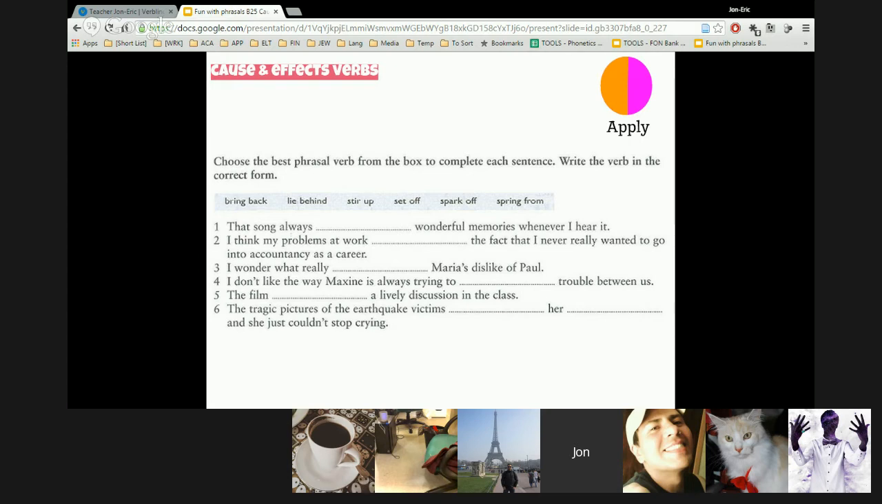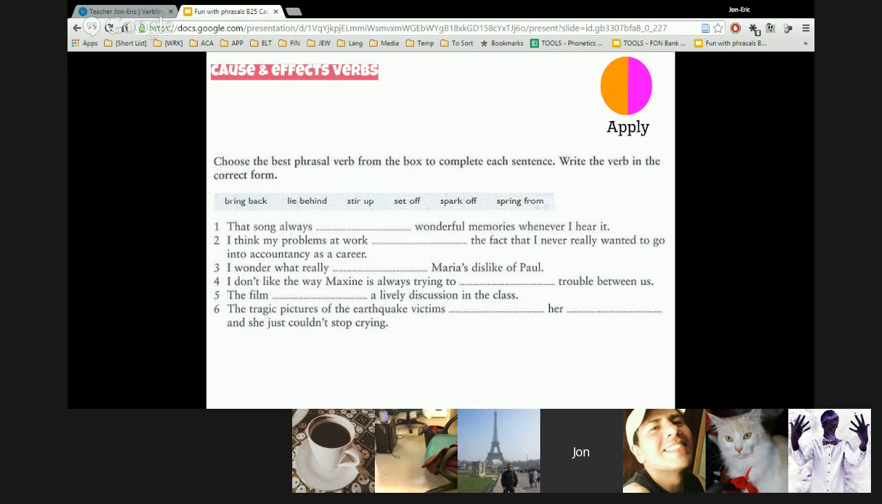Okay, great. Okay, so follow along for just a minute because we're going to finish up this exercise and then I'll see if you want to join in. We were on number 6. Everyone, if you know the answer, shout it out. The tragic pictures of the earthquake victims blank her blank, and she just couldn't stop crying. This means to provoke, to cause. Brought her about. Brought her about. Nope. Set her off. Set her off.